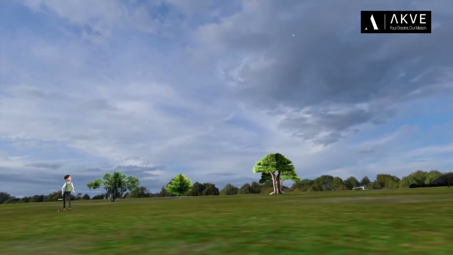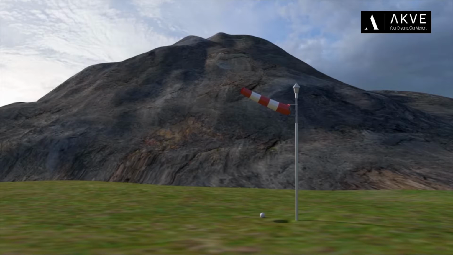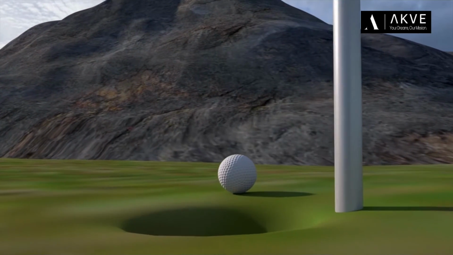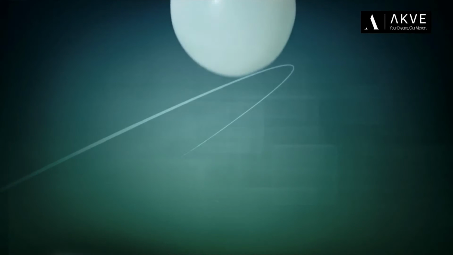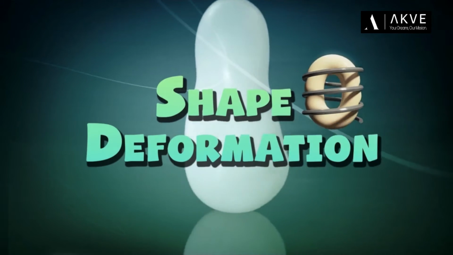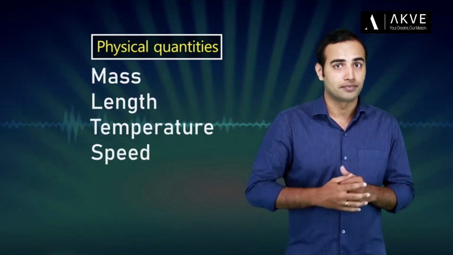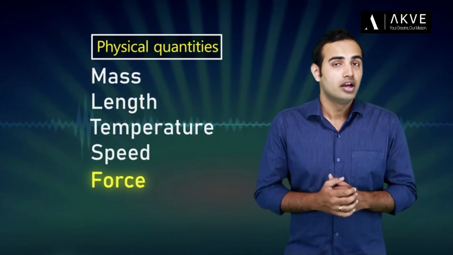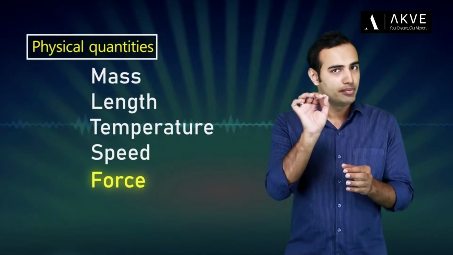It is also capable of making a moving body come to rest. It is also capable of changing the speed and direction of a moving object. And finally, a force is capable of shape deformation or changing the shape of any object. Now, in physics, we have several physical quantities like mass, length, temperature, speed, etc. And you should know that force is also a physical quantity. Now, all physical quantities are measurable.